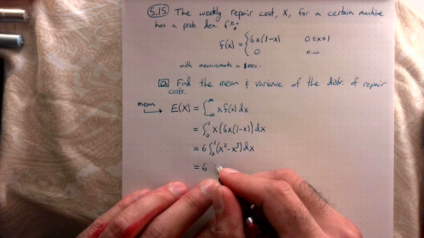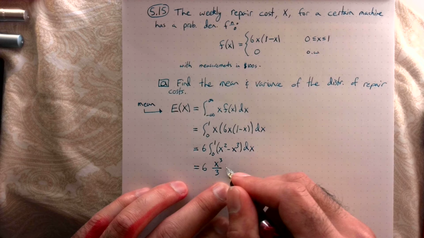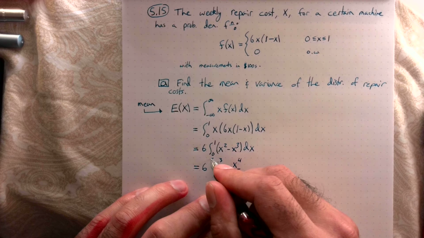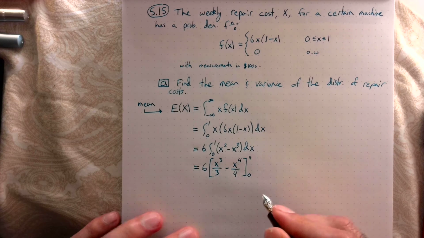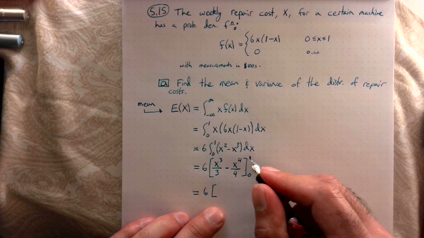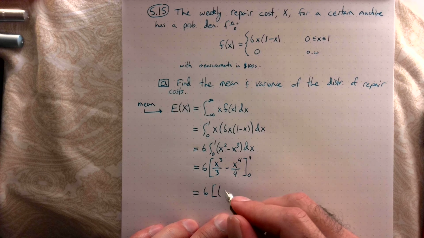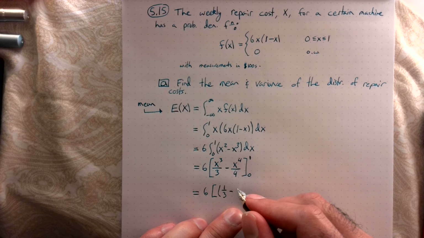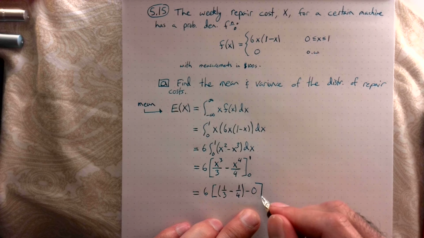So when I integrate this, I'm going to add 1. So x cubed over the new power of 3, minus, I do that again, x to the 4th over the new power of 4. And I'm going to be evaluating this from 0 to 1. So I evaluate this by plugging in the top number and subtracting off plugging in the bottom number. So this is going to be 1 cubed over 3, so 1/3, minus 1 to the 4th over 4, which is just 1 over 4. And when I plug in 0, this is going to be 0.